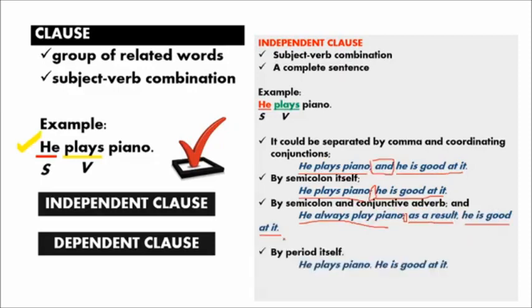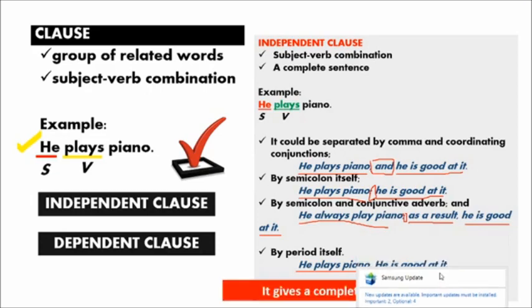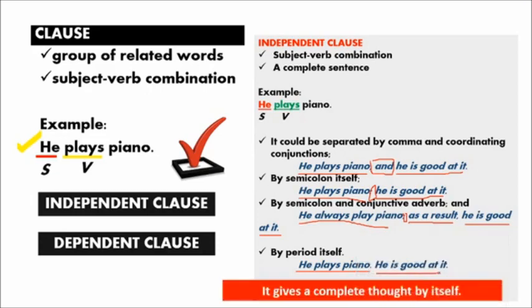Or it could be separated by a period itself. So you have here two sentences. Okay, he plays piano, the first independent clause or the first sentence, and then he is good at it, the second independent clause or the second sentence. All the above give a complete thought by itself. That makes sense in an independent clause.